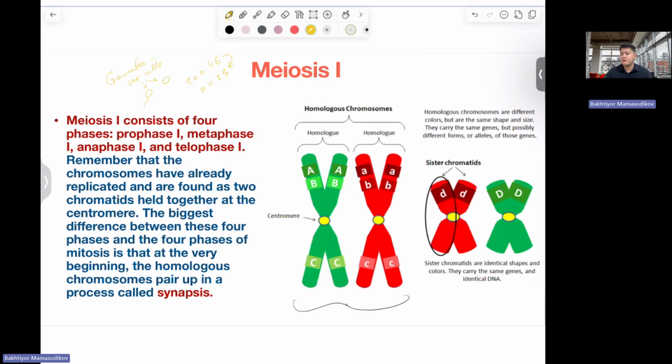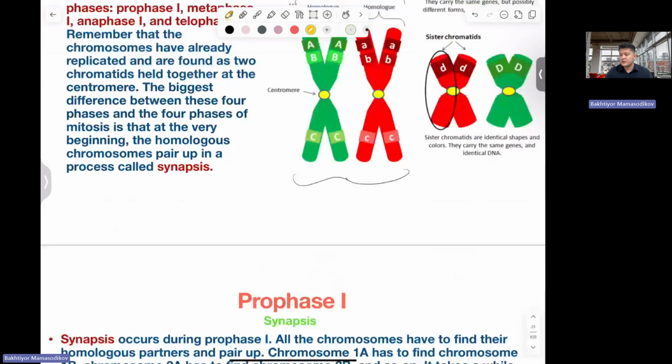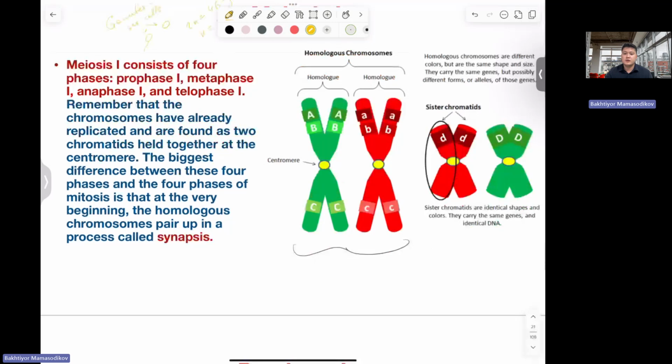So what's happening in prophase 1? Let's talk about prophase 1. In prophase 1, it's not just a simple version of the mitosis prophase. Some things are similar: chromosome condensation, disappearing of the nuclear envelope and the nucleoli, formation of the spindle fibers, and migrating of the centrosomes to the poles. They are exactly the same as in mitosis, in prophase 1 specifically.